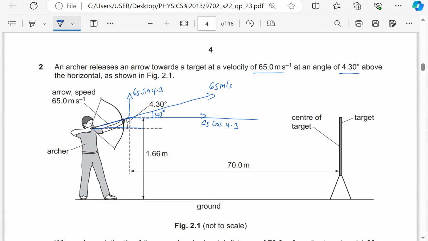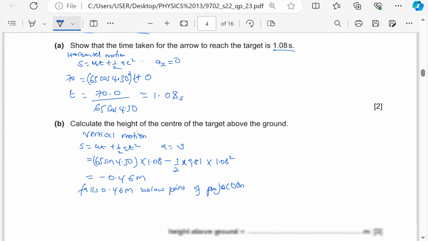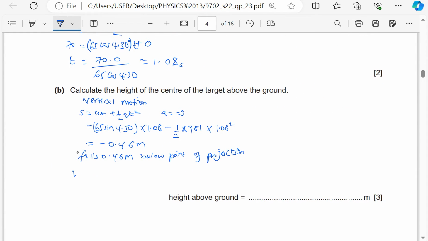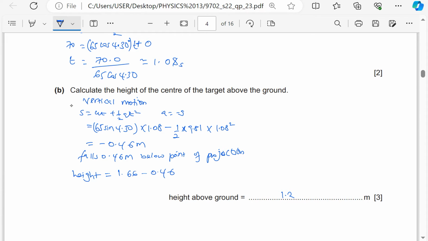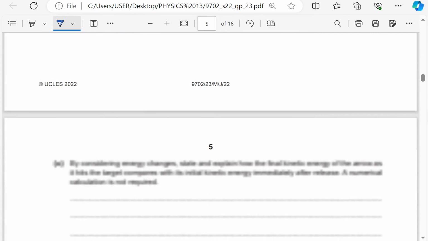But remember, the point of projection was 1.66 meters above the ground. So we want to find the height. So the height above the ground is going to be equal to 1.66 minus 0.46. So 1.66 minus 0.46 gives us 1.2 meters. So this height is going to be 1.2 meters. Okay, so the height is 1.2 meters.